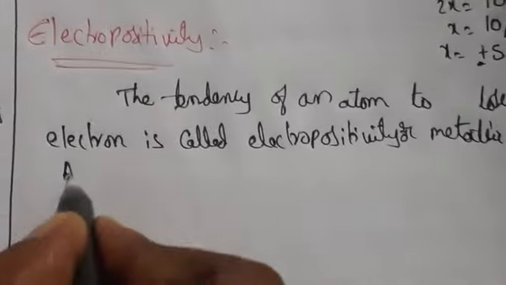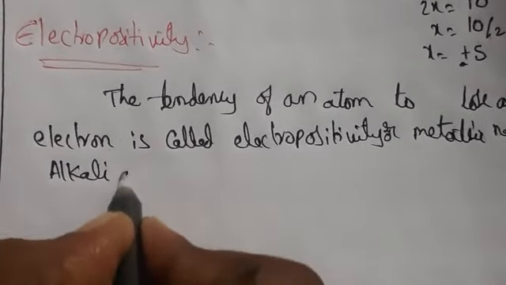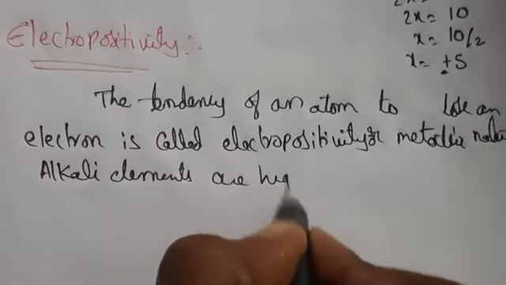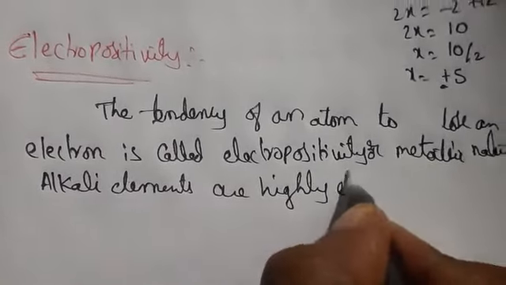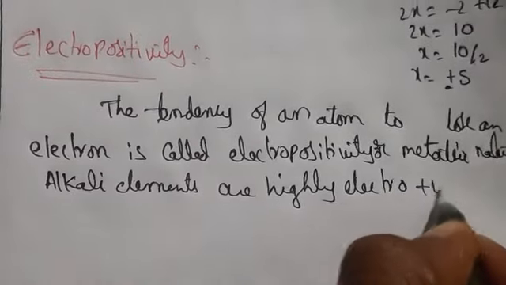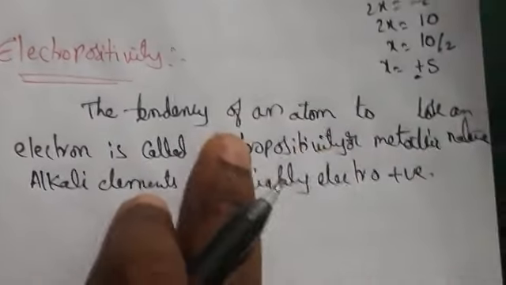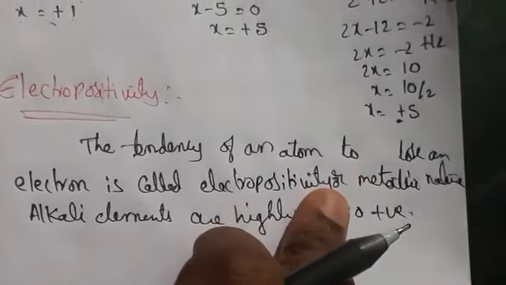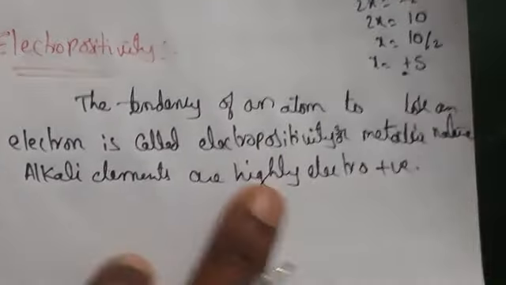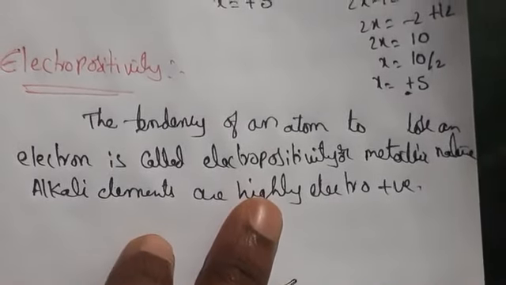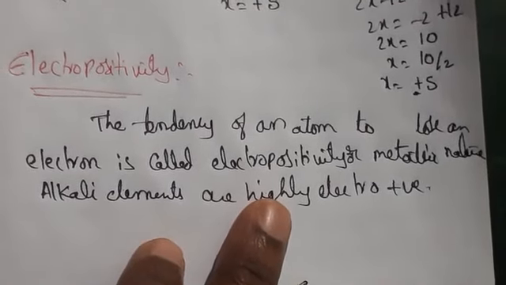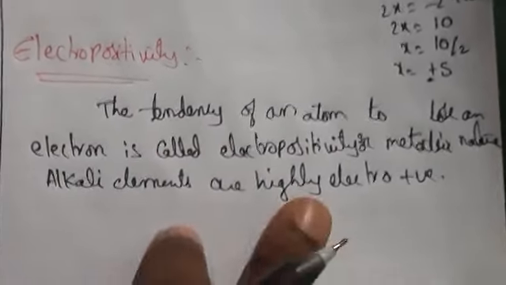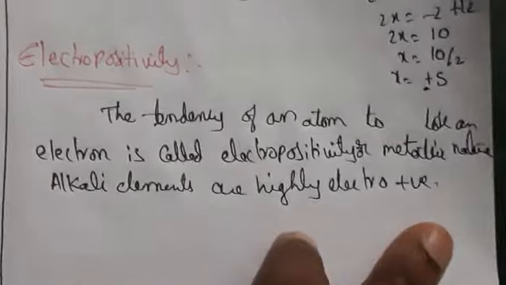So alkali metals, alkali elements, are highly electropositive. Whenever an atom is losing an electron, we call it electropositivity or metallic nature. What are alkali metals? Group 1A in the s-block elements, meaning lithium, sodium, potassium, rubidium, cesium. These have high electropositive values.